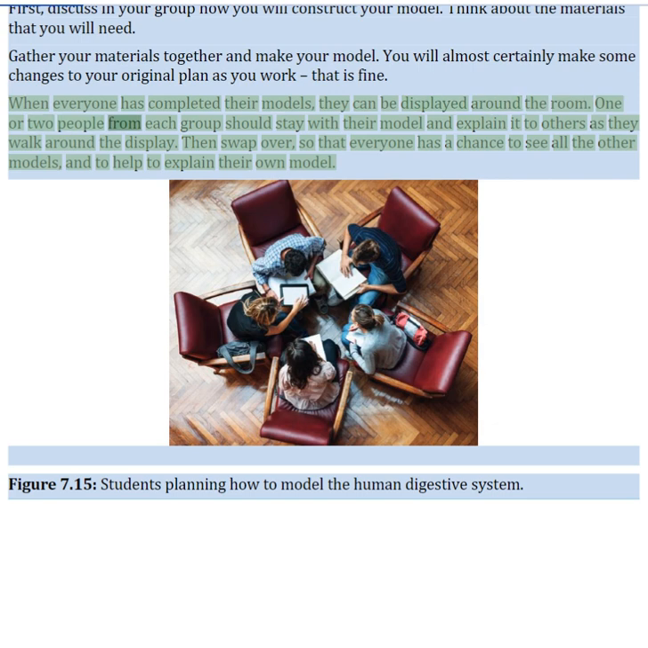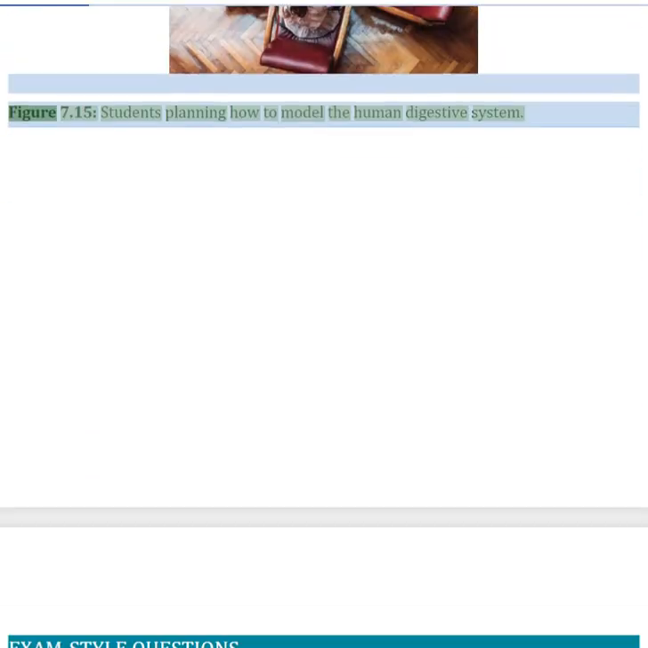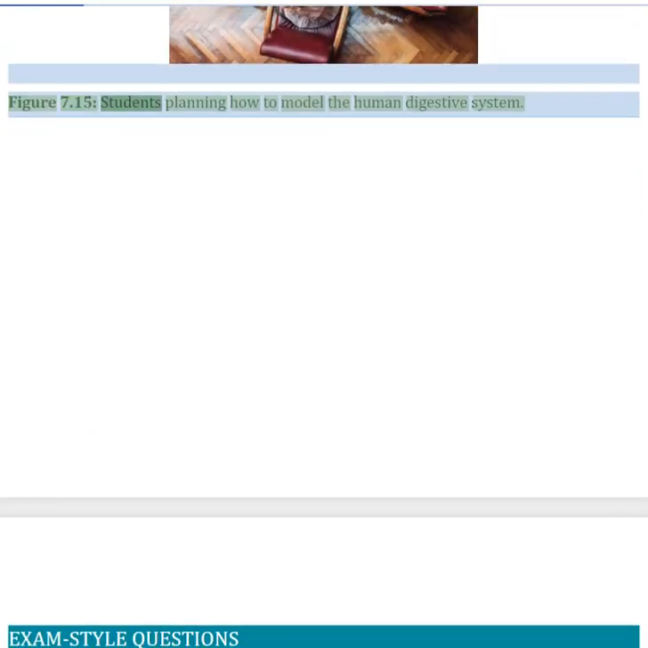One or two people from each group should stay with their model and explain it to others as they walk around the display. Then swap over, so that everyone has a chance to see all the other models, and to help to explain their own model. Figure 7.15. Students planning how to model the human digestive system.